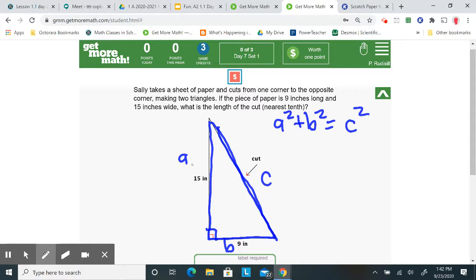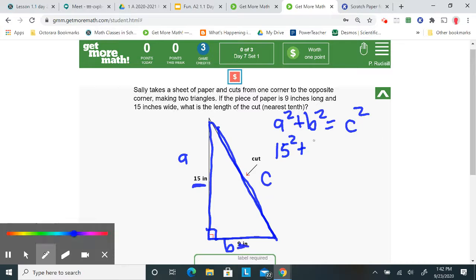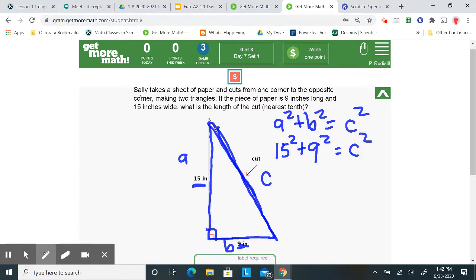So I have a, we'll call that 15. So we'll put 15 in where a is. So you put 15 squared. Where b is, there's a 9, so b is 9 squared. And c is what we're trying to find. It's the distance of this cut. And the problem talks about Sally taking a sheet of paper and cutting it from corner to corner.